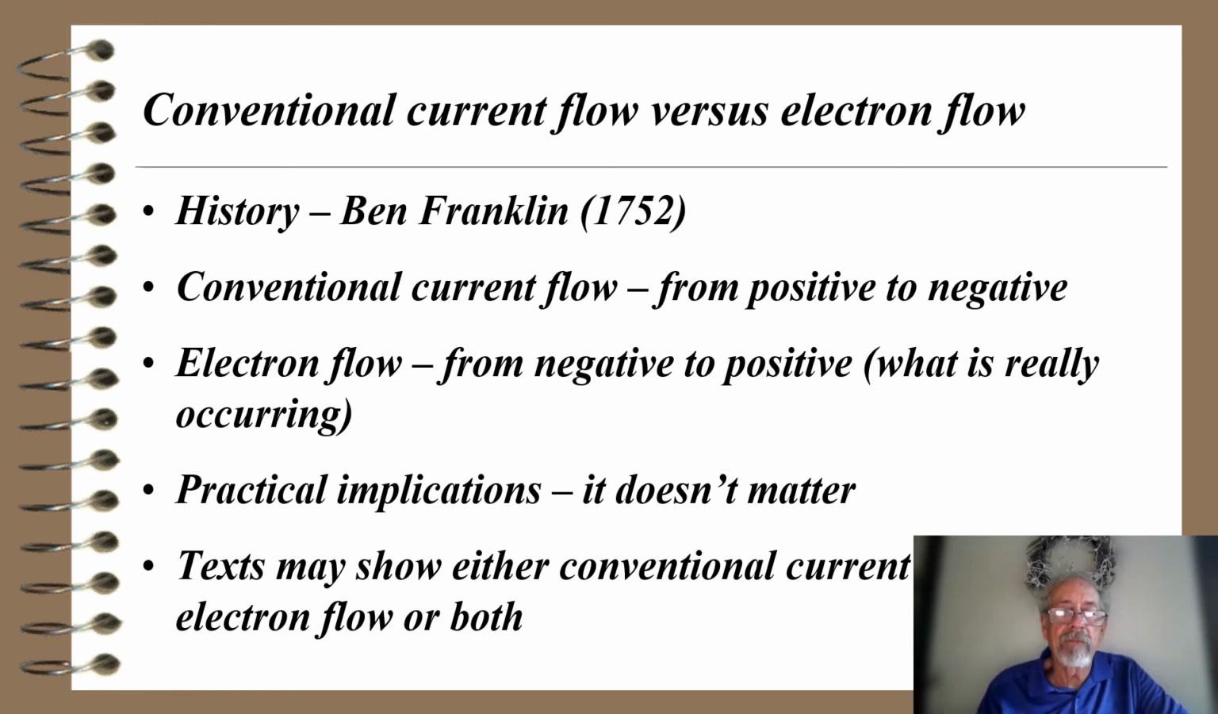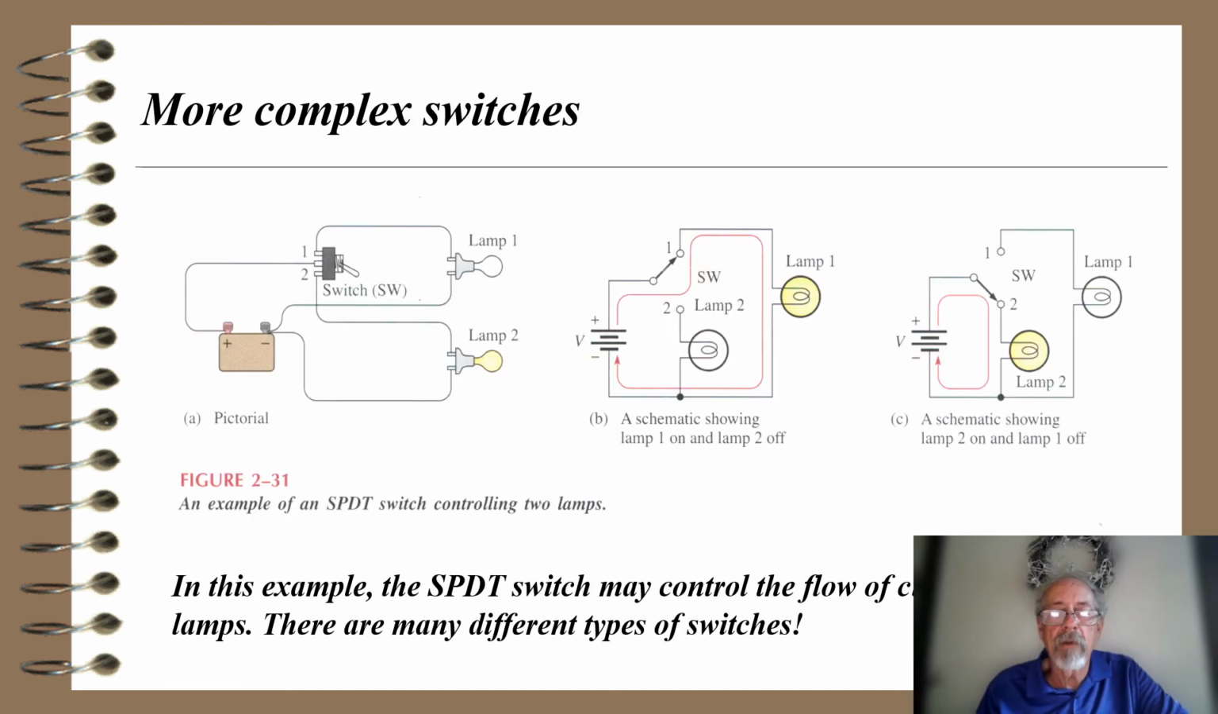The military used to love to use conventional current flow, and I had some students that had gone through the military training, and they would argue about the electrons going versus conventional current. But we know electrons go from negative to positive. They're the ones that move in the wire.